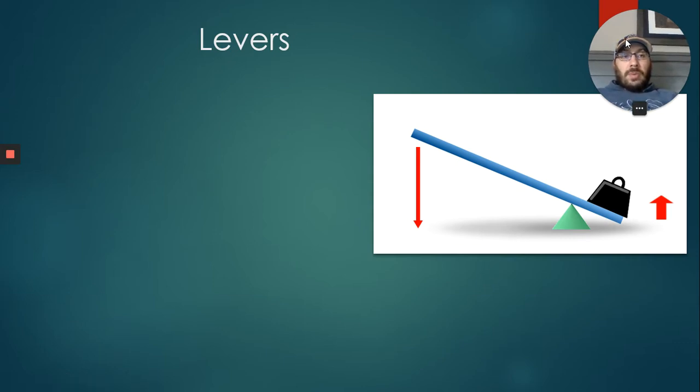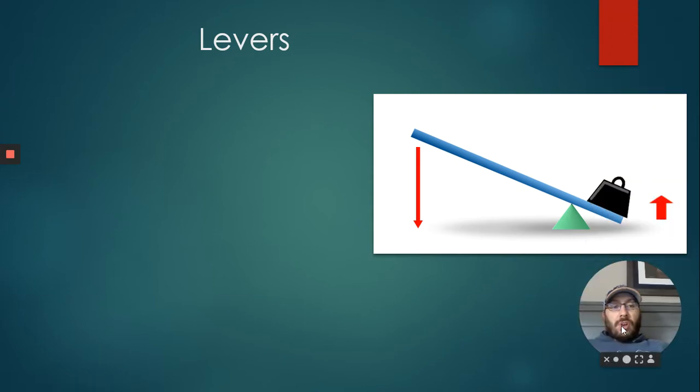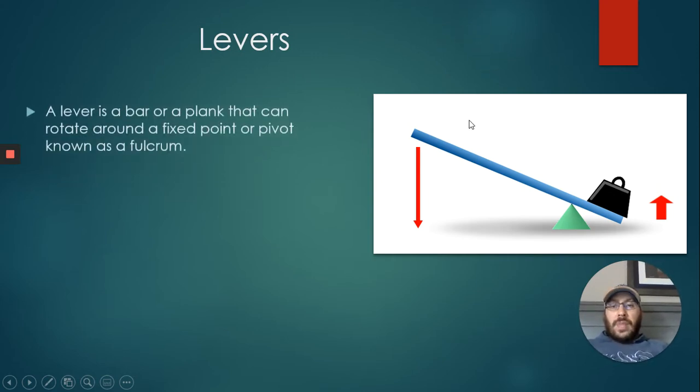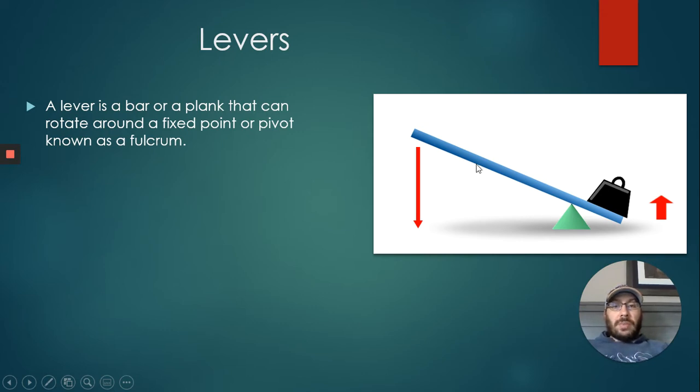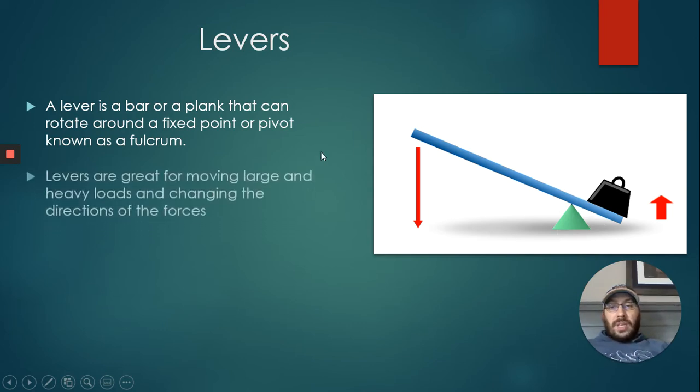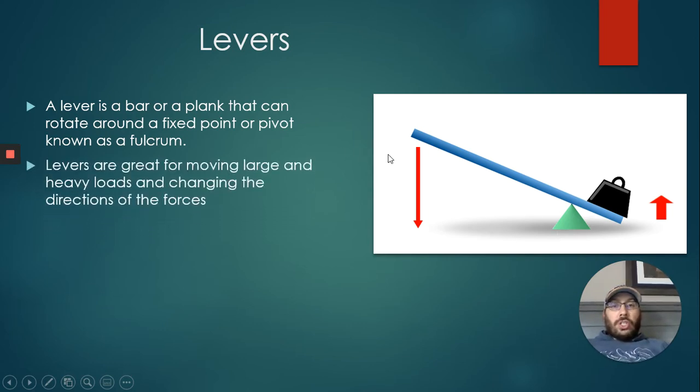So we're going to start by talking about the lever. And you guys already saw the lever in the lab that you started the previous day. Levers are simply a bar or a plank or something like that that can pivot or rotate. And that thing that it pivots and rotates on is called a fulcrum. They're great for moving large and heavy loads, especially with this setup right here, where the fulcrum is very, very close to the load.